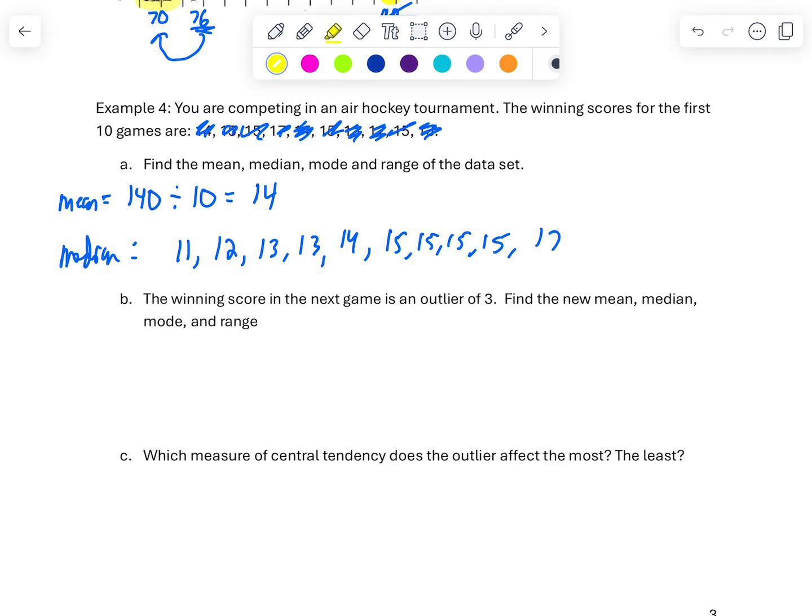So since I have an even set of data points here, I know I'm going to have to work a little bit harder. I'm going to have to find the mean of the 2 middle numbers. So I'm going to have to find the mean of 14 and 15. And when I average those, I get my true median of 14.5.